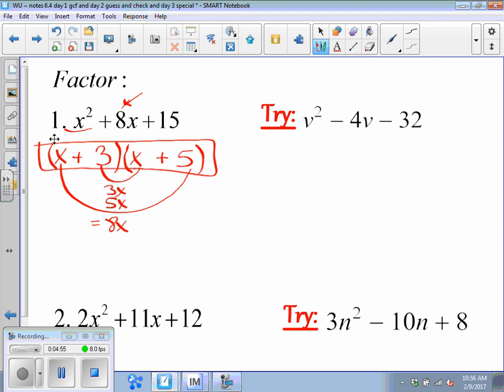Now, are you asking how did I know what the signs were going to be? You can put your factors there, and then figure out the signs. Okay?